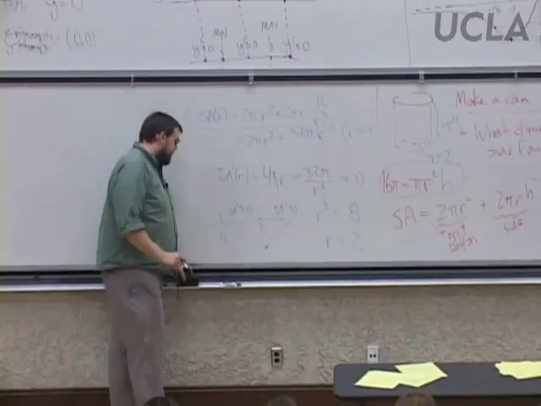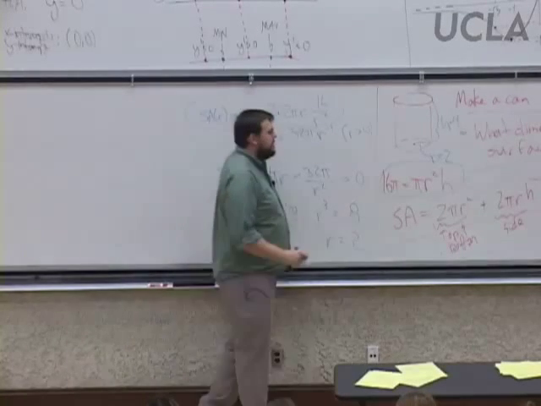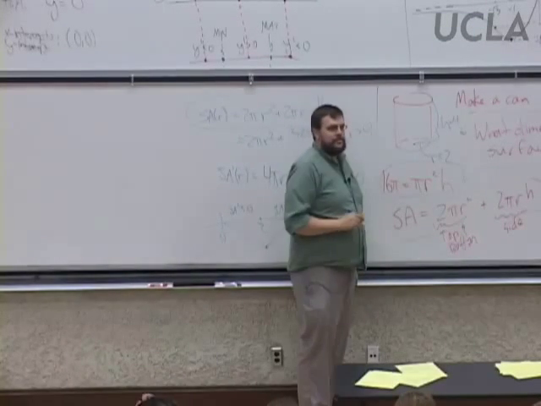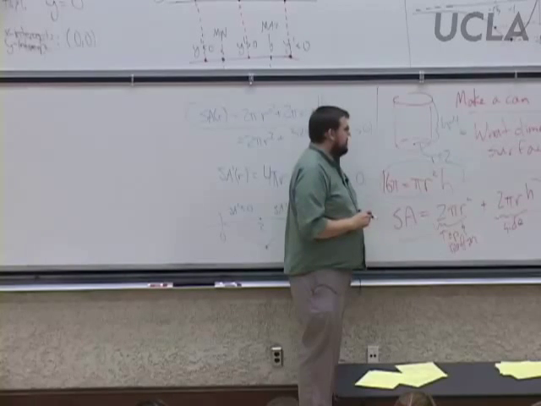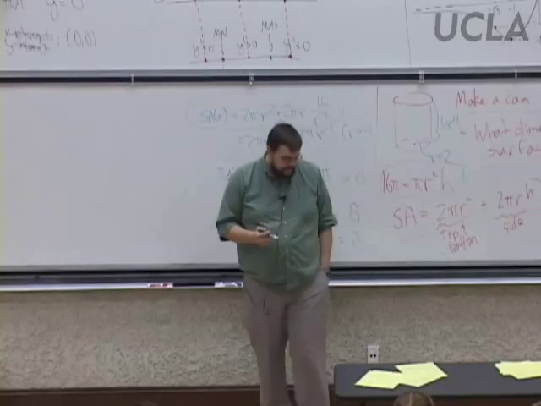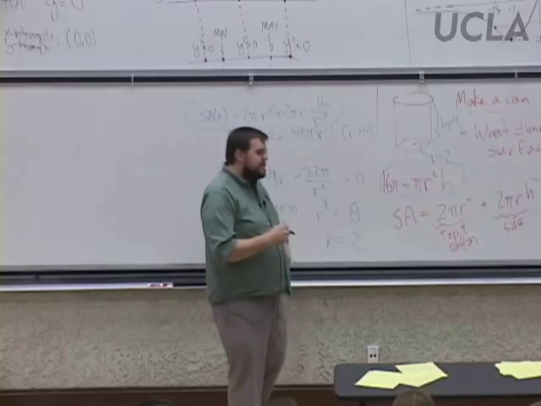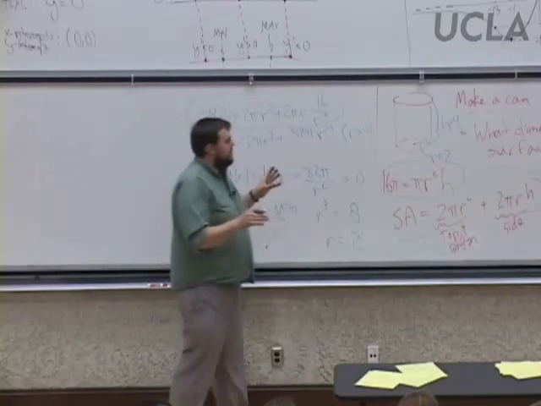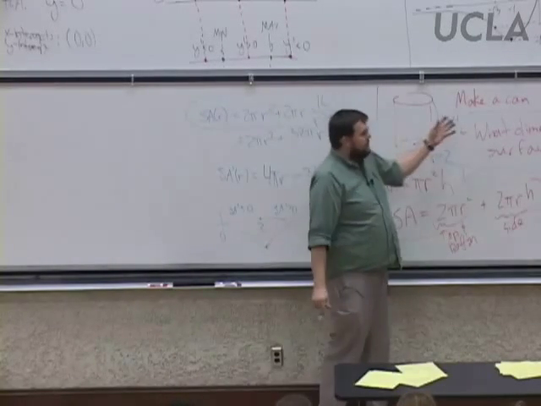Now, you might ask, wait a second, that's kind of a weird-shaped can. I don't ever see those kinds of shapes of cans when I go shopping at the supermarket. That's true. You probably don't. Because we just made a very simple thing. The question was, how do you minimize the surface area?